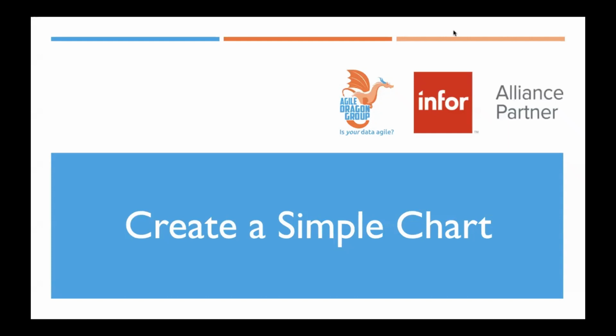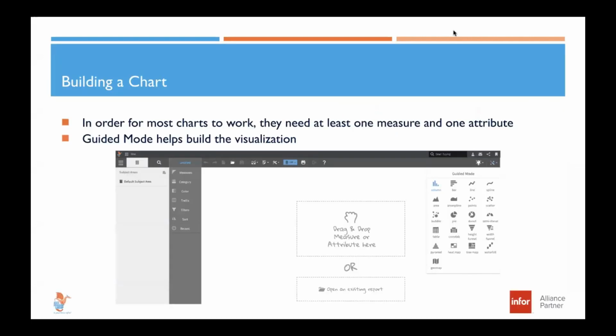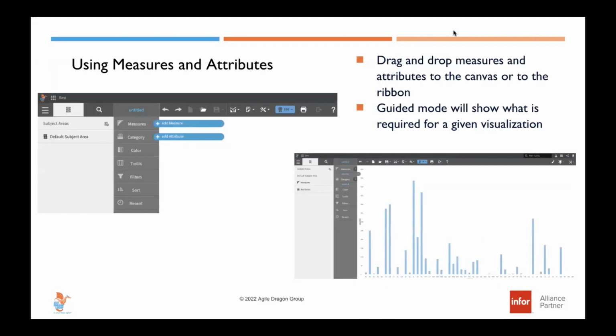Welcome to this lesson where we will discuss and show you how to create a simple chart using Visualizer. Building a chart inside a Visualizer is very easy. In order to make most charts work, they would need at least one measure, or data that can be calculated, and one attribute, or data that gives context to a measure. You can simply drag and drop measures and dimensions onto the canvas, or you can pick a chart type and use what's called guided mode.